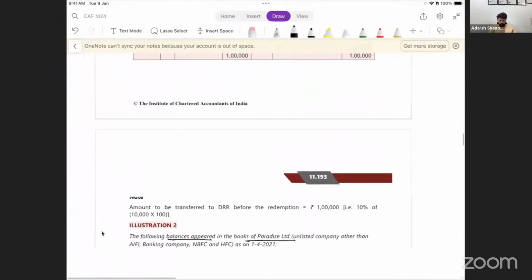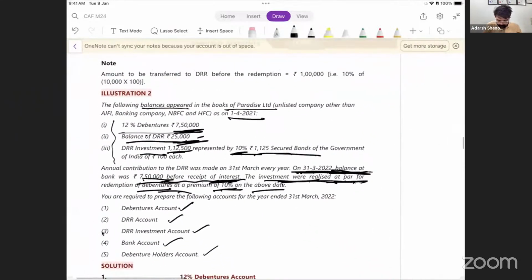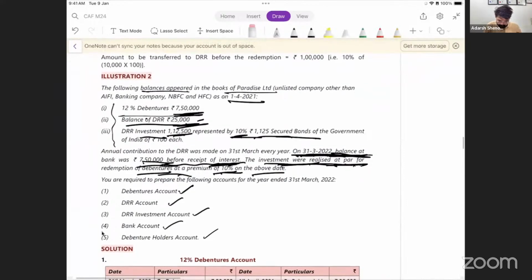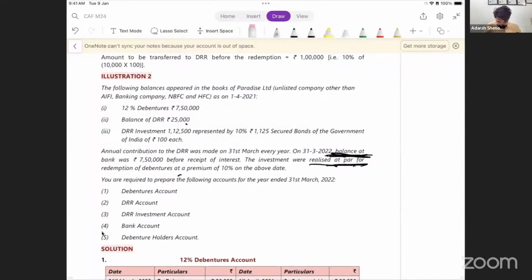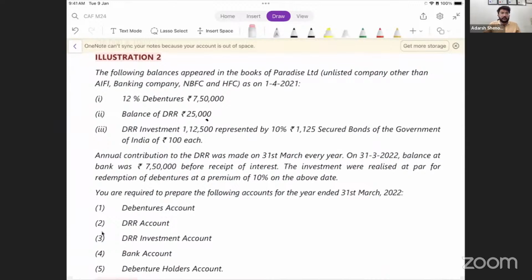Simple question, but lots of accounts, lots of entries to be done. Okay, now let's read the second illustration as well. Similar question. Let's do it quickly. The following balances appeared in the books of Paradise Limited, unlisted company other than AIFI, banking company, NBFC, and HFC as on 1/4/21.